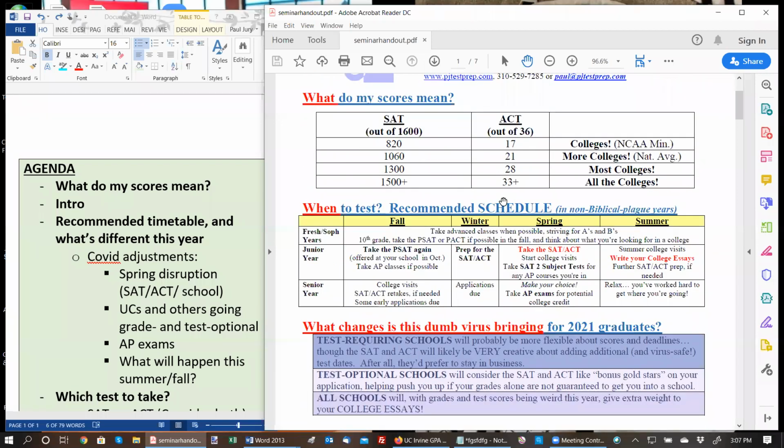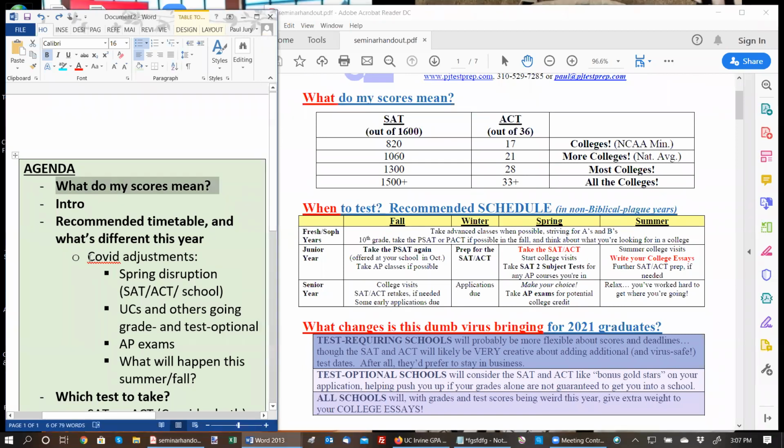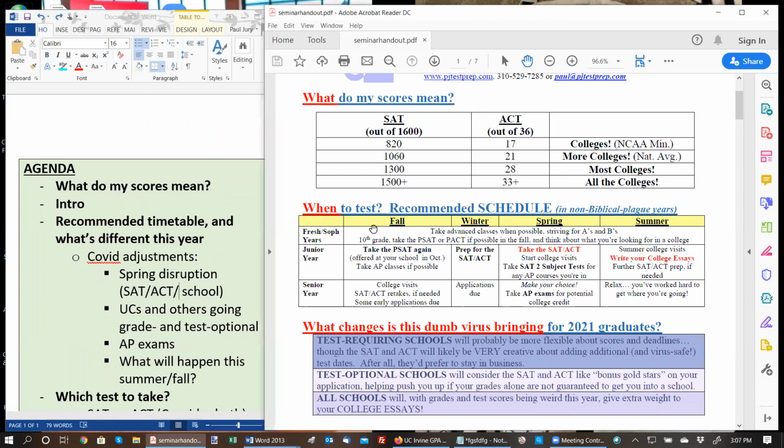Now, these categories are changing a little bit this year. And so I do want to talk a little bit about the COVID adjustments and what's going on, the latest news, and what that's going to mean. Now, before I get into that, our usual timetable looks a little something like this.